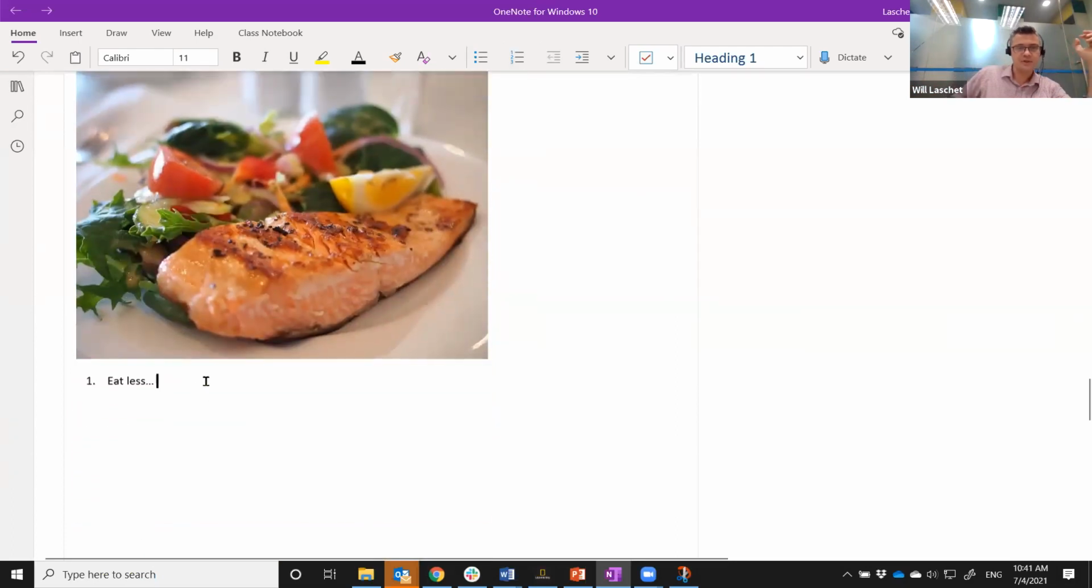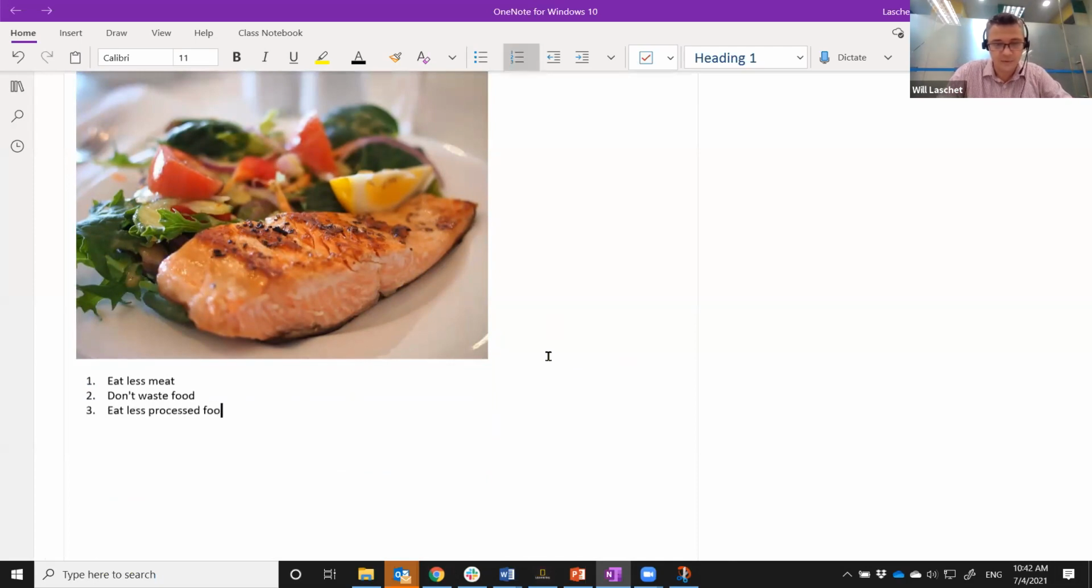How about the next one? Food. What can we do linked to food that can help the environment? Eat less meat. There we go. Very nice. Anything else we can do for food? Only eat what you need. That's right. Don't waste food, right? This is a hot topic in Singapore at the moment. Eat less processed food. Good. Grow your own. There we go.